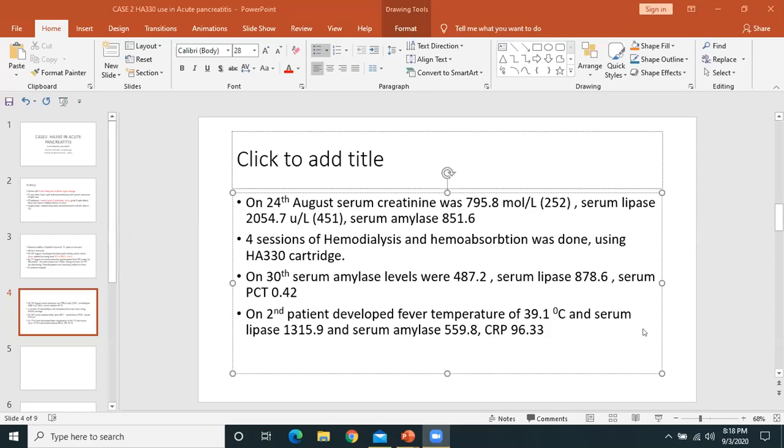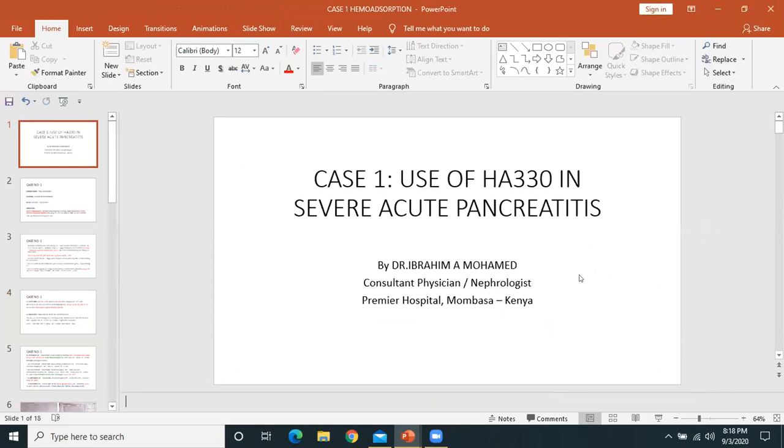Not with a COVID patient, but with a patient who had severe sepsis and acute pancreatitis. I know it's a COVID scenario, but as we heard from Professor Ronco, hemoperfusion is also used in severe sepsis and acute pancreatitis. I can share my slide. So I'm going to share a case of severe acute pancreatitis, which we managed at a hospital in Mombasa.